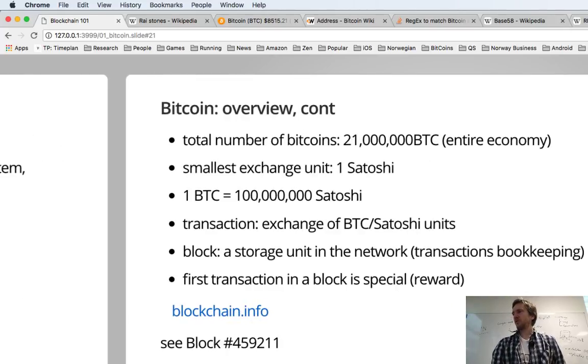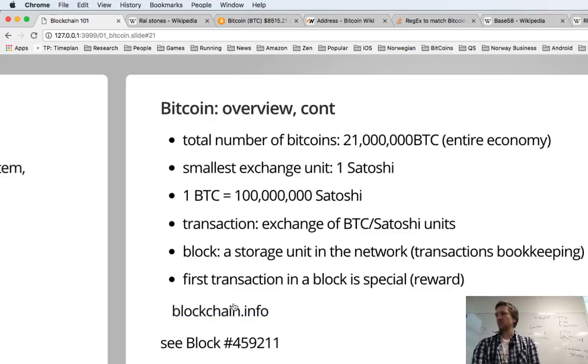The total number of coins ever generated will be 21 million. That's a hard-coded limit of how the money supply will work. The smallest unit is 1 Satoshi, and 1 Bitcoin is 100 million Satoshis. A block is a unit of storage for the transaction bookkeeping. A single block consists of a number of transactions, and the first transaction in a block is special. For example, you can use some block explorers to see different blocks and their content.